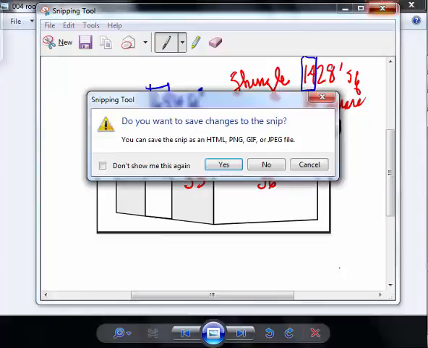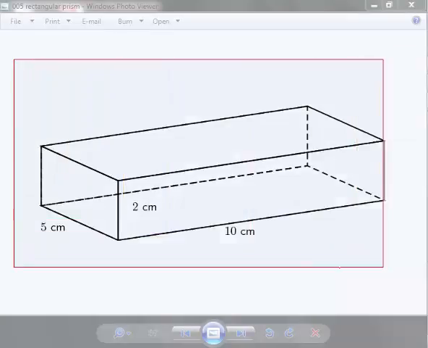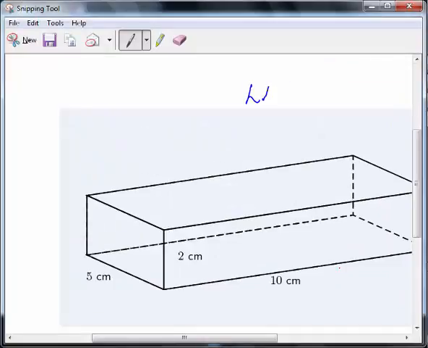Next one. This is like number... what is that? Number 6100, which is... I just did it. Where is it? Oh, number 8. So it says find the lateral area, total area, and volume of this figure. So lateral area, total area, volume.